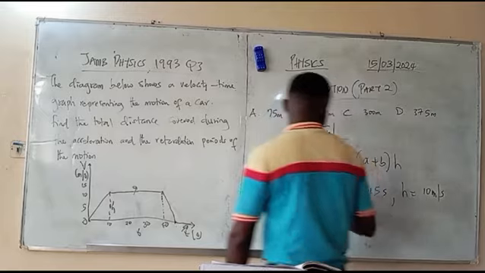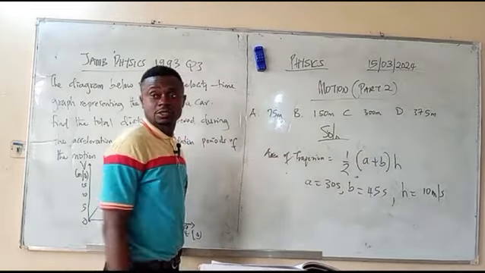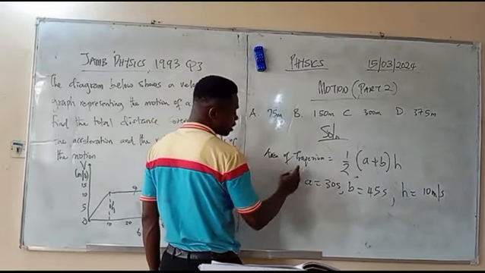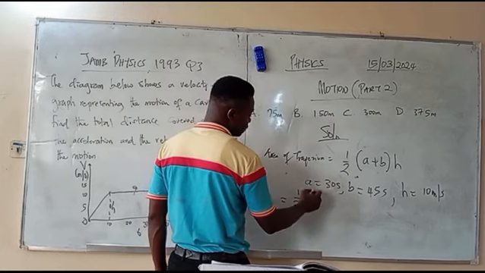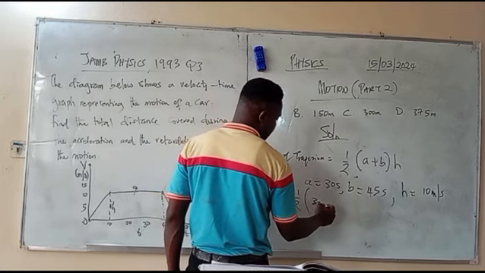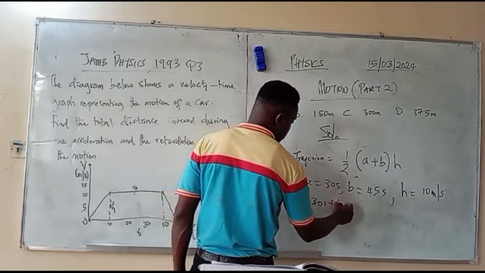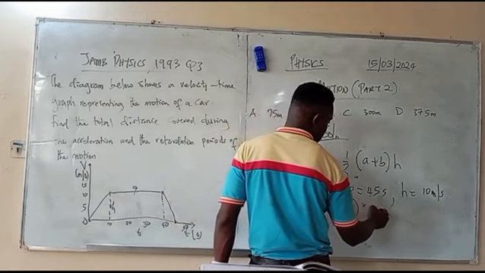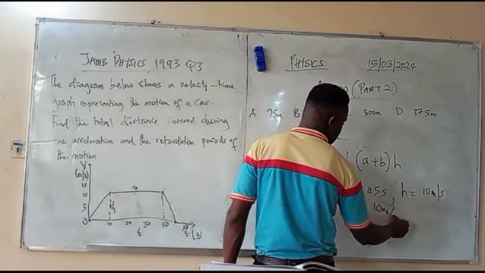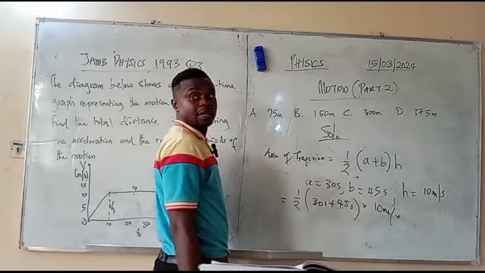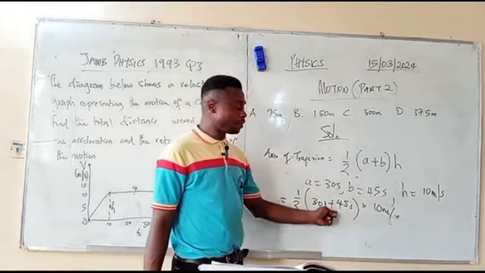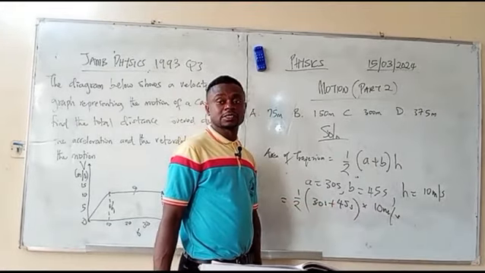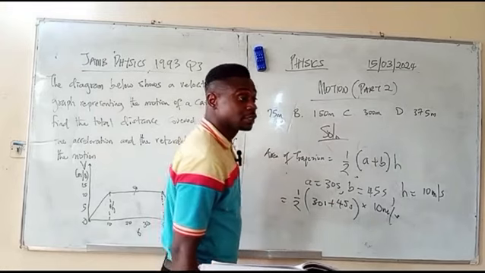So we can now substitute. The area of this trapezium is now half bracket 30 seconds plus 45 seconds, times 10 meters per second. Are we together? If you add this up, 30 seconds plus 45 seconds is 75 seconds.